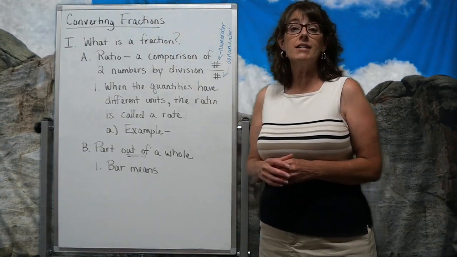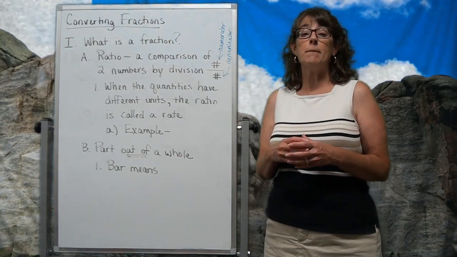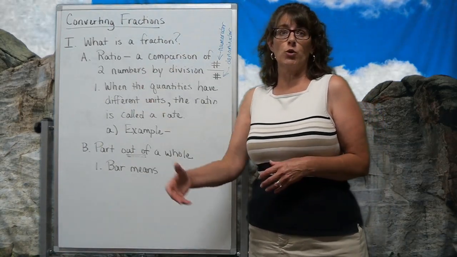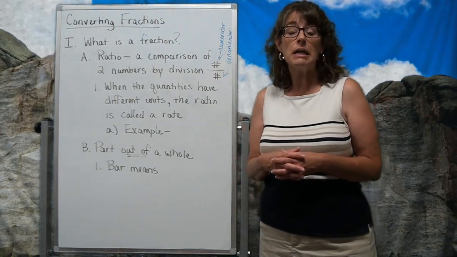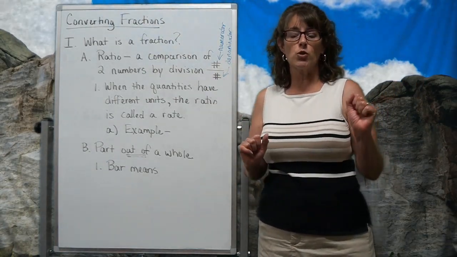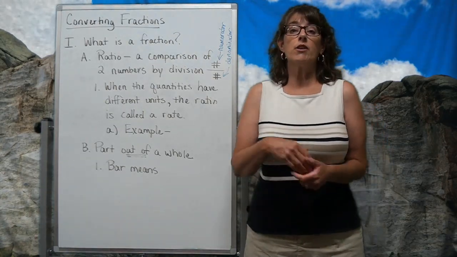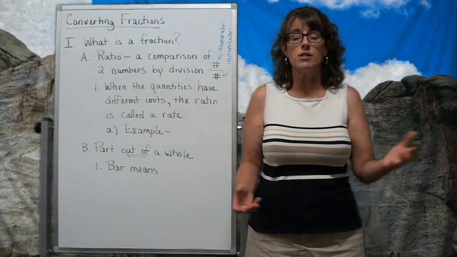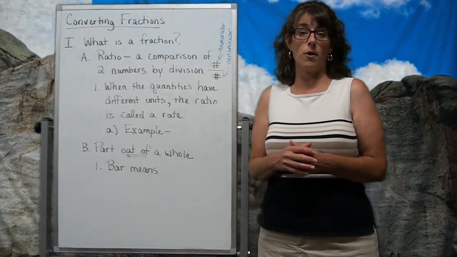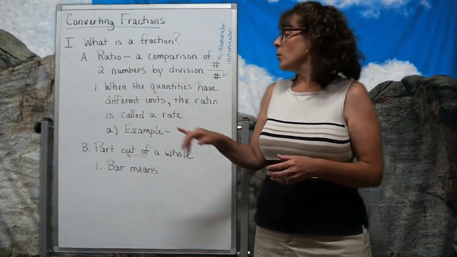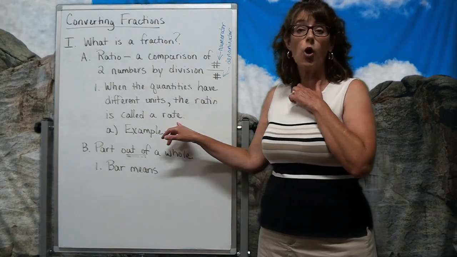Now, when those quantities are the same, when their units are the same, let's say we are comparing the number of girls in a group to the number of girls in a group, you have the same units, girls and girls. Or let's say we've got a fruit bowl, and we're comparing the number of oranges to the number of oranges. In other words, when those units are the same, you have a ratio. However, when the units are different, the ratio suddenly becomes what we call a rate.